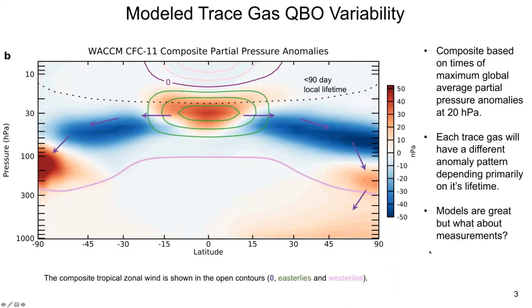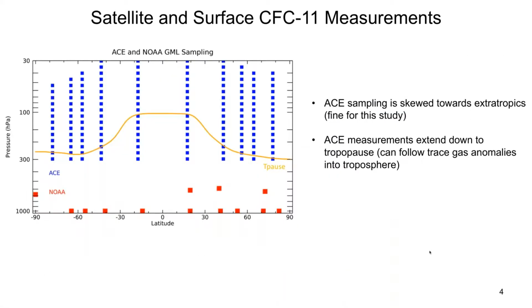What about measurements? We like models, but we also like measurements and to see what they can tell us about what's going on in the real world. Okay, so I'm going to use satellite measurements from ACE. So what's shown here are the sampling locations that I'm using from ACE in the stratosphere. It's all the blue squares, and the sampling of ACE is skewed towards the extratropics. So I've gridded ACE to account for that. That's fine actually for this study, because as we've seen, the anomalies propagate down primarily in the extratropics.